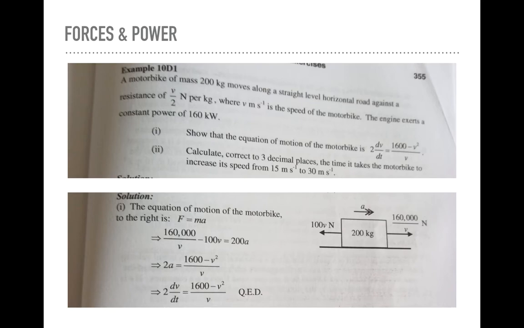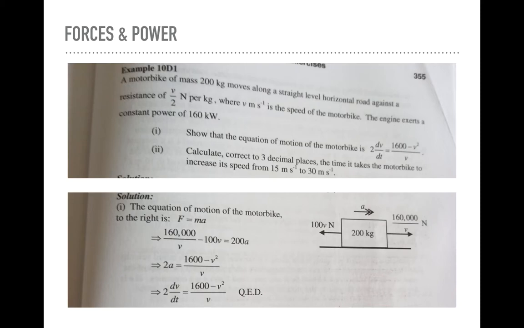So what do we do? We apply F net = ma. We pick a positive direction, that's going to be to the right. So 160,000/V minus the resistive force, which is 100V, is equal to the mass by the acceleration, 200a. And all you then want to do is just divide everything by 100, and you get what you're looking for in part 1, which is 2a = (1,600 - v²)/v, or 2 dv/dt = (1,600 - v²)/v.